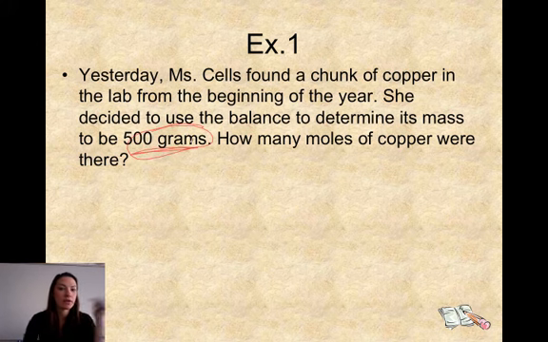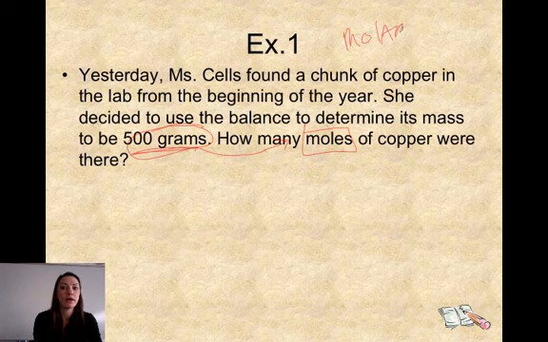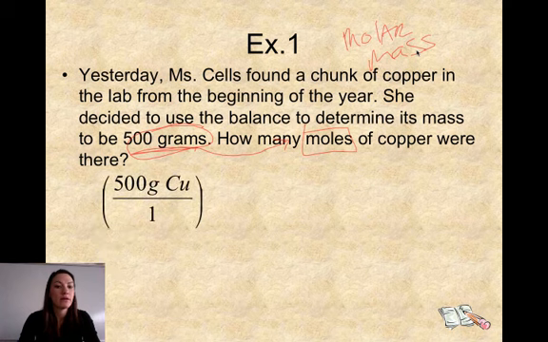That's going to be my given, okay? And I'm looking to find moles, okay? So you want to go from grams to moles. And the way we go from grams to moles is using our molar mass. Okay, so let's start with our given over 1. It's going to be 500 grams of copper over 1.